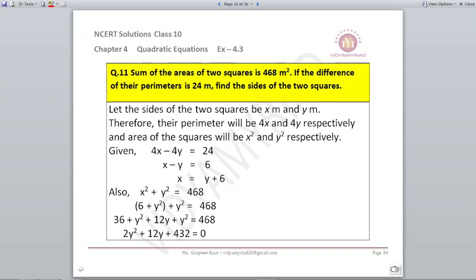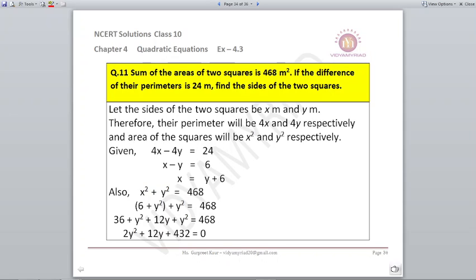Now what are we given? We are given that 4x minus 4y is equal to 24. It is divisible by 4. So it becomes x minus y is equal to 6. So we can find out x from here, that is x is equal to y plus 6. Now we are also told the sum of the areas of the two squares is 468. So x square plus y square is equal to 468.